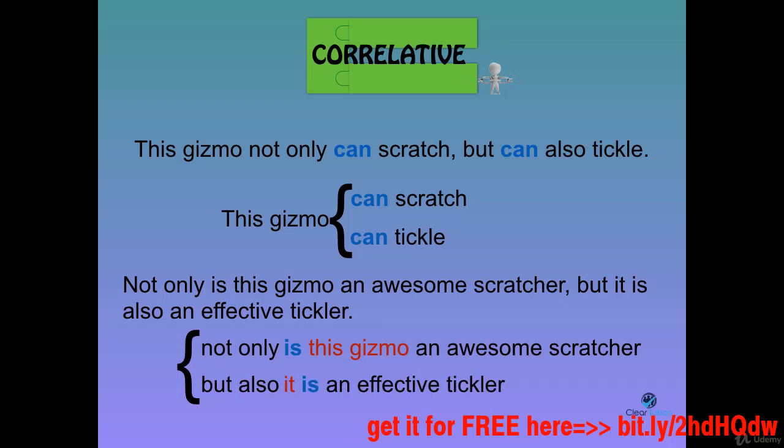By the way, it doesn't matter what order the words come in, as long as they both contain the same grammatical elements. In this example, is comes before the subject in the first clause and after the subject in the second, but that doesn't matter. The two phrases have essentially the same grammatical structure.